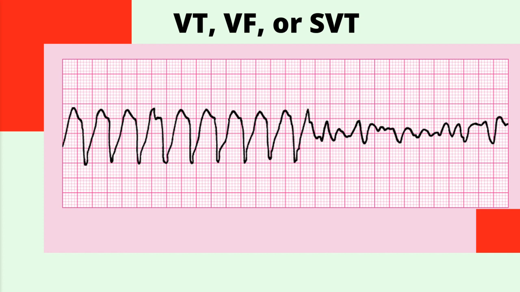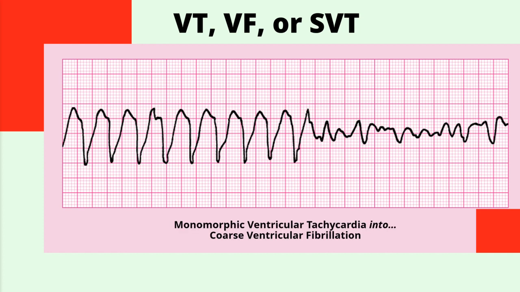So now that you see these two rhythms side by side, hopefully you can start to appreciate the differences between a nice, beautiful, symmetrical, monomorphic VTach, which then turns into a very unsymmetrical, chaotic, erratic ventricular fibrillation.